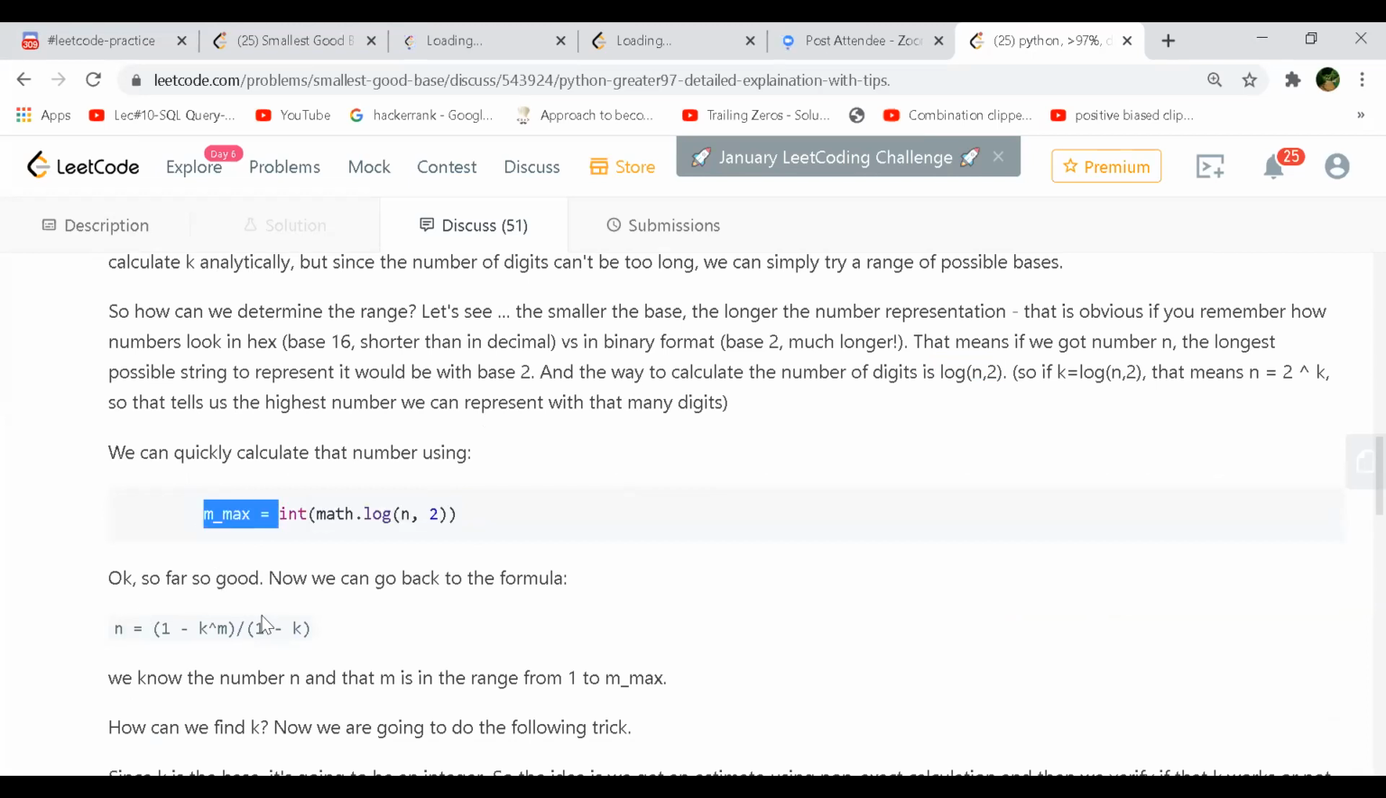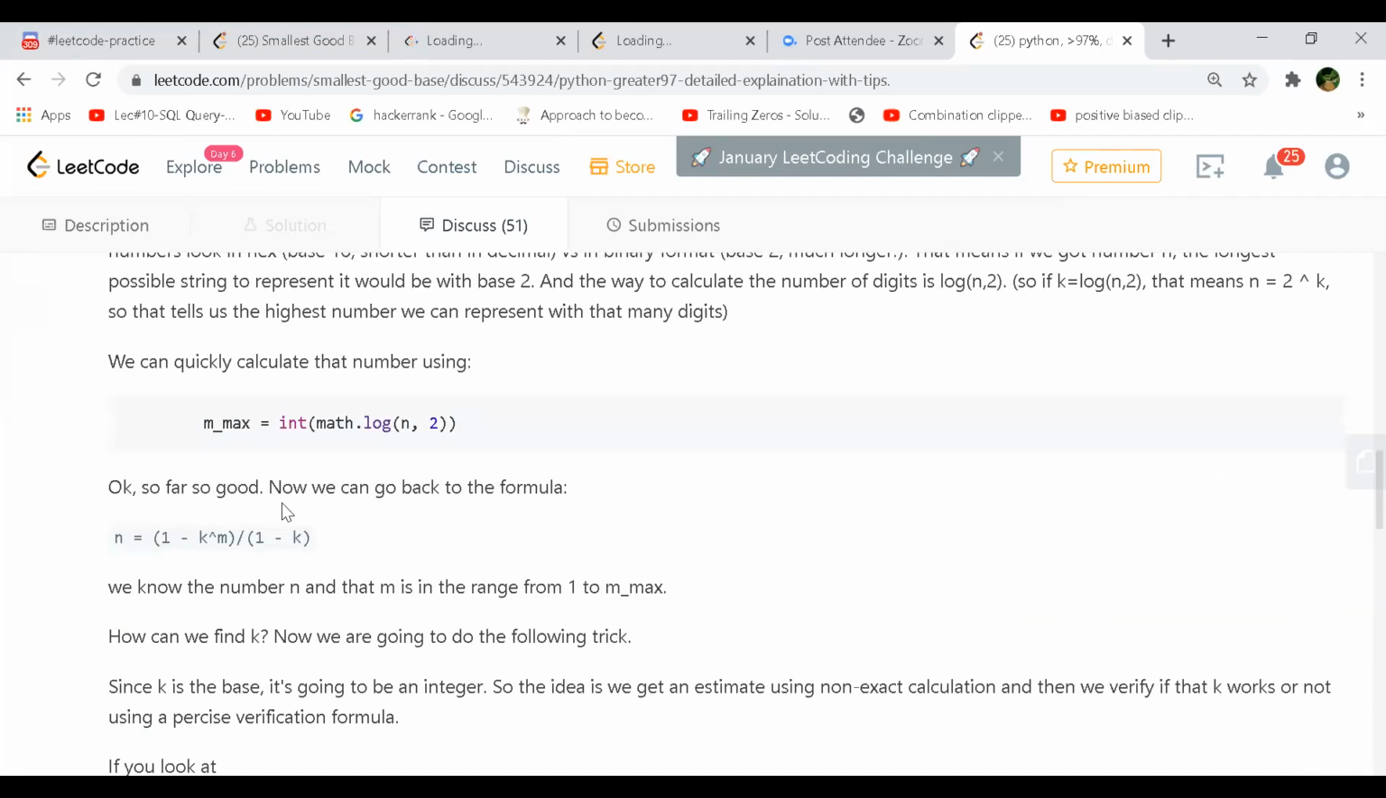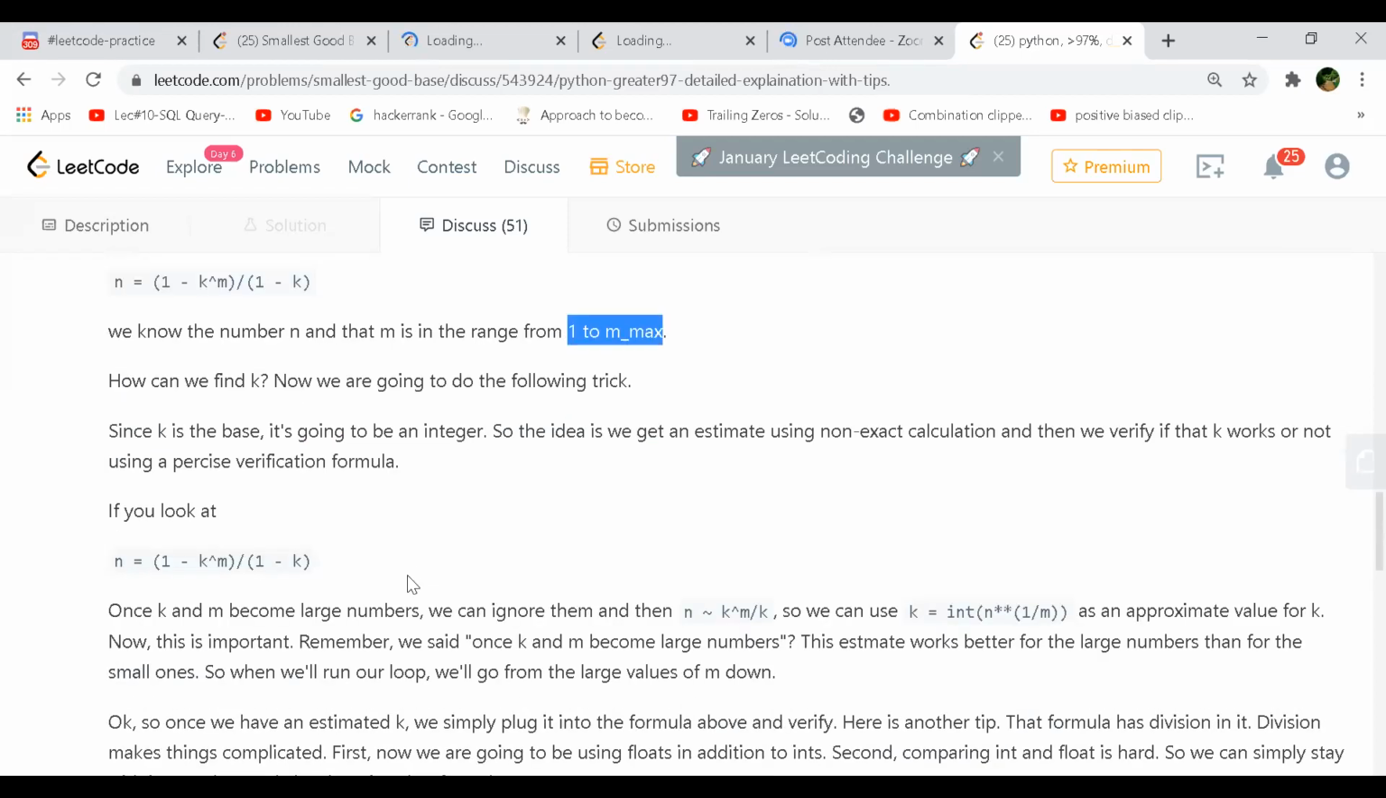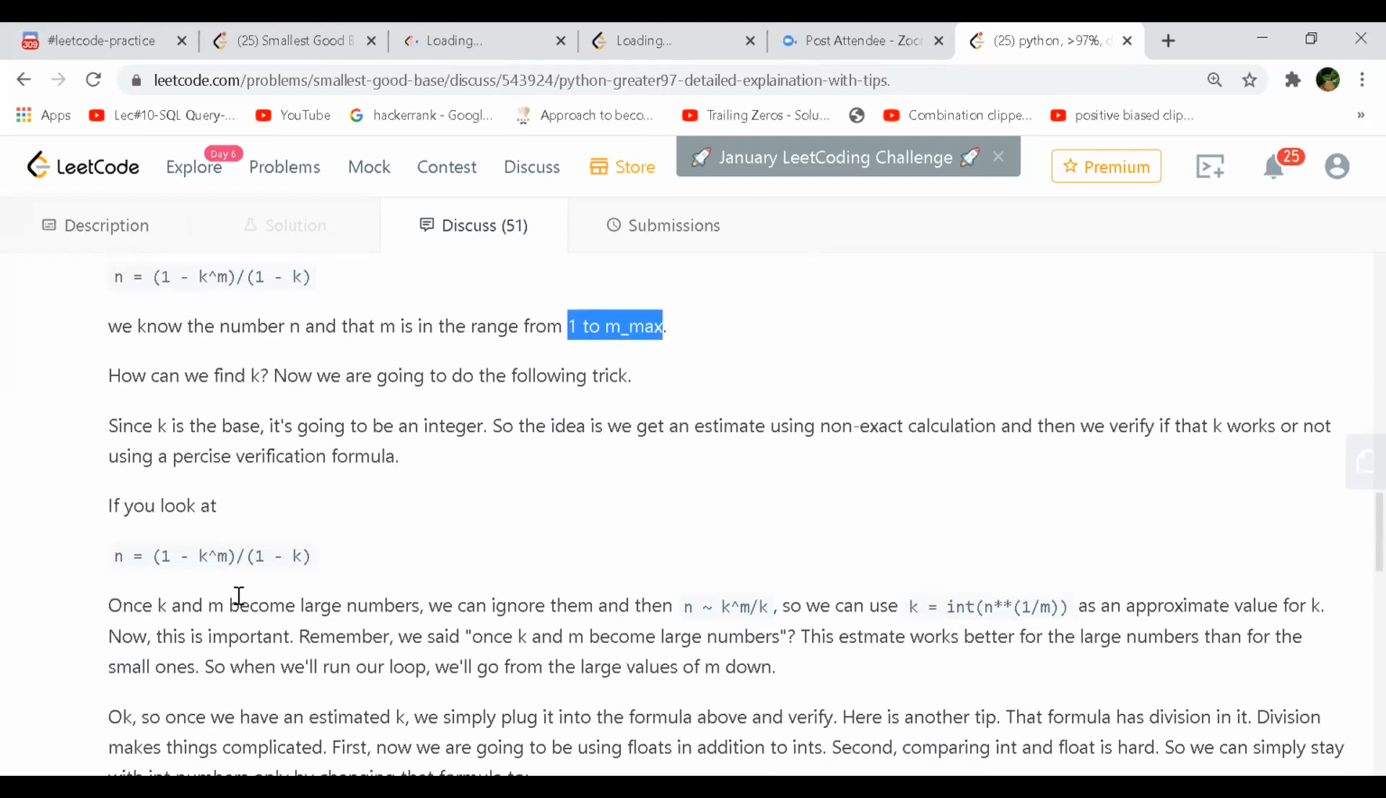And now we already have this formula with us. Earlier we had two unknowns, m and k, and only one equation. But now we have m max, and n we already know. So depending on that, we can calculate k. We'll try every possibility from 1 to the max m and calculate, right? Does that make sense? And k is a base, so it will always be an integer.